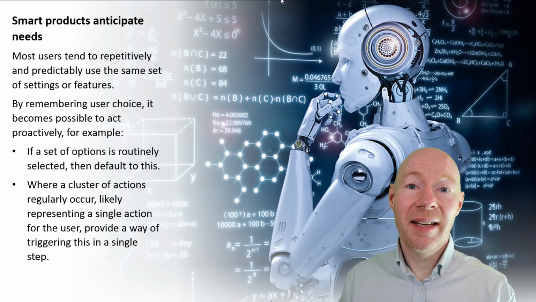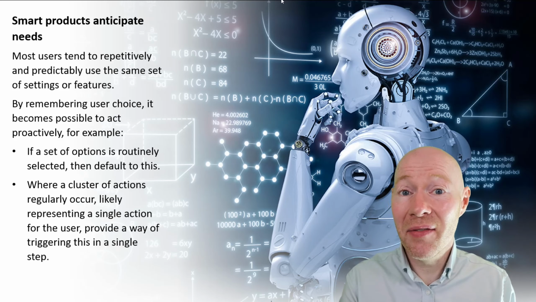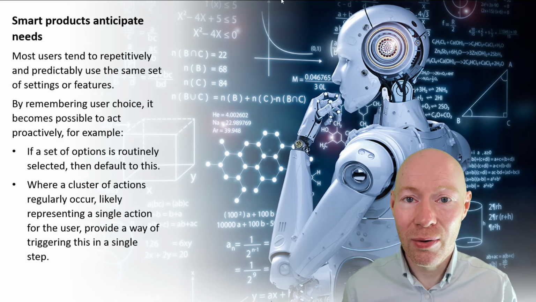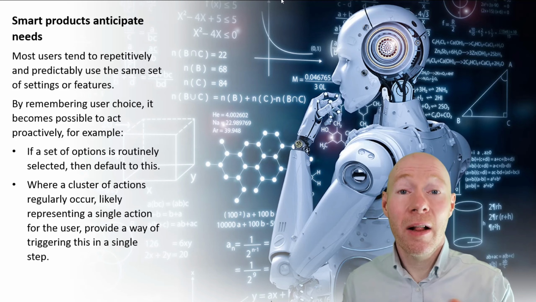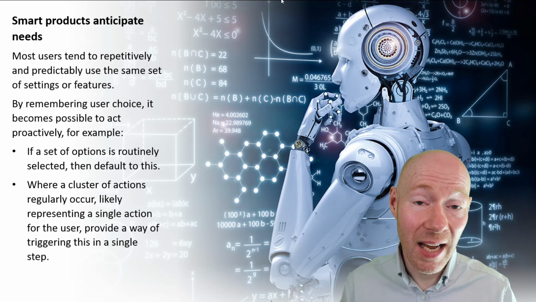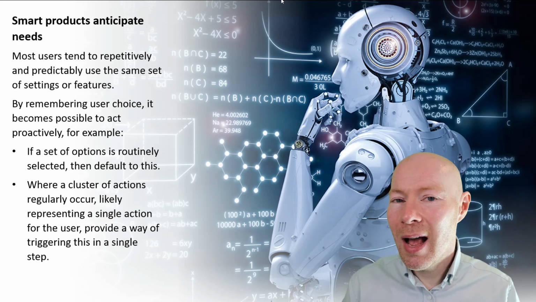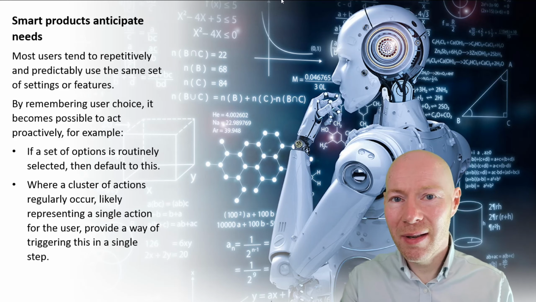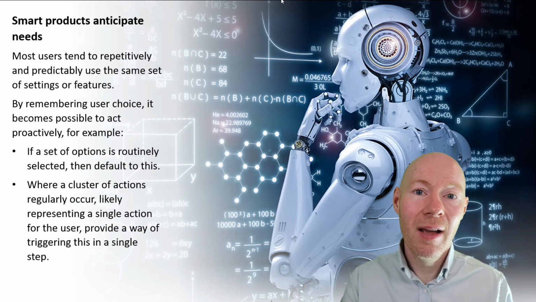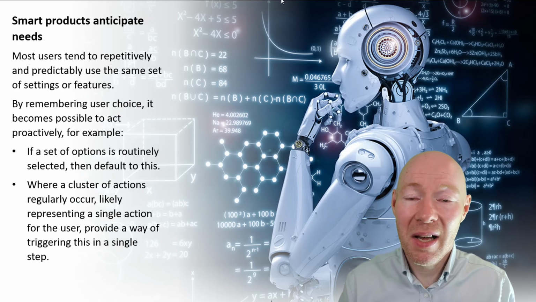And the final slide in this section is that smart products anticipate needs. And that's kind of a given then from the previous two. If we are storing information about how our users interact, if we are calculating things up front, we're preempting behavior, then both together, it means we are anticipating the needs of our users. And the reason, if we actually model this, is users tend to be quite repetitive and quite predictable, certainly in the vast majority of their normal behavior with an application.